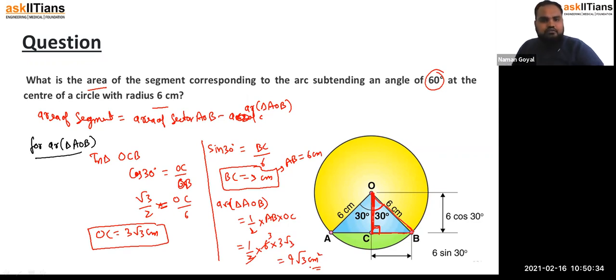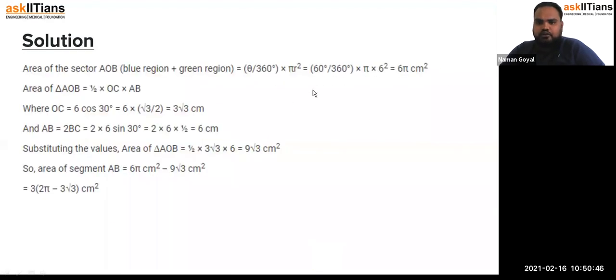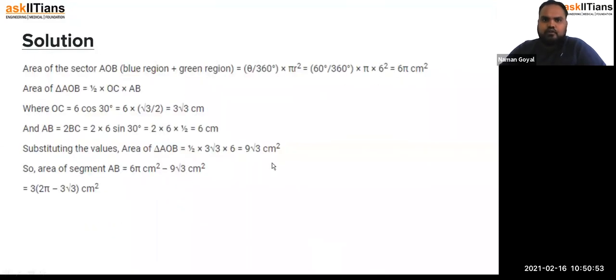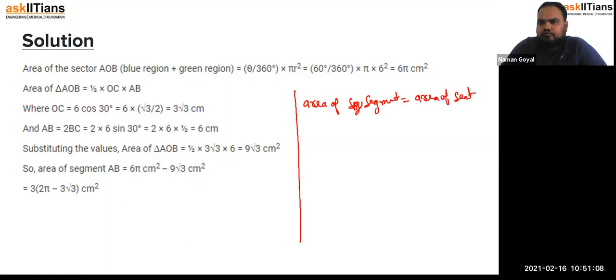Now for area of segment, we have to subtract the area of triangle from the area of sector. We don't have so much space here, so we are going to continue our question here. Now area of segment is area of sector minus area of triangle AOB. We already found the area of triangle AOB, so what we need is the area of that sector. The area of sector is theta upon 360 into pi r square.